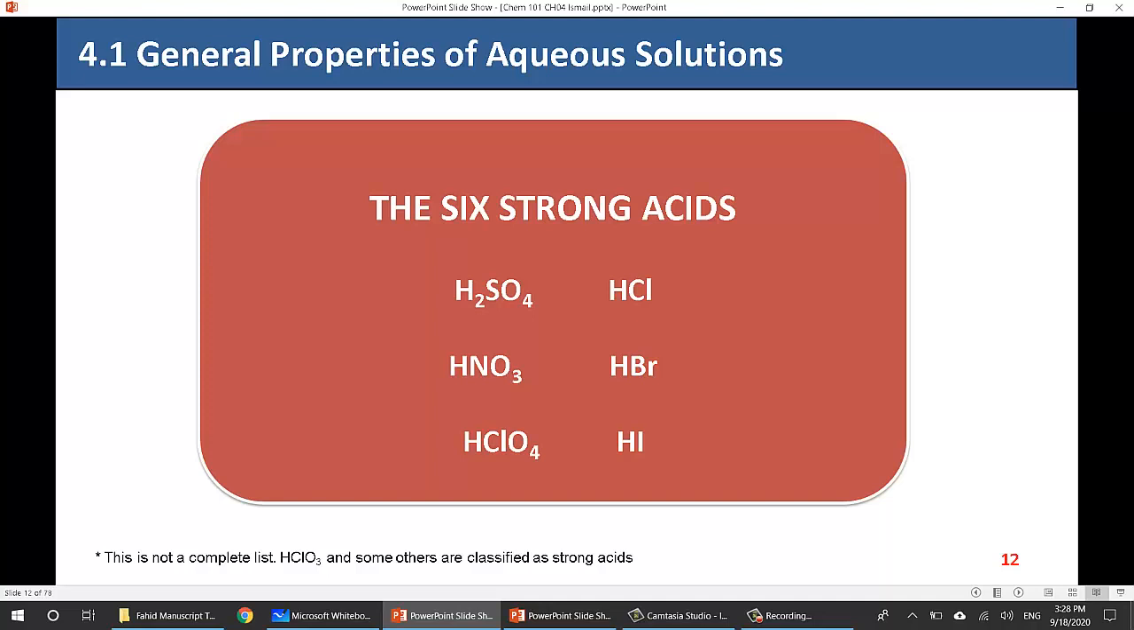Some people consider HClO3 also to be strong, and of course there are some other strong acids in organic chemistry, but here we just remember these 6 for now. Having said that, when I say HNO3, that's strong, but HNO2, which is nitrous acid, that's weak. When I say HCl, HBr, HI, those are strong acids. So where is HF? HF is not strong. HF is a weak acid. When I say H2SO4 is a strong acid, which is sulfuric acid, H2SO3, which is sulfurous acid, that's a weak acid, and so on.